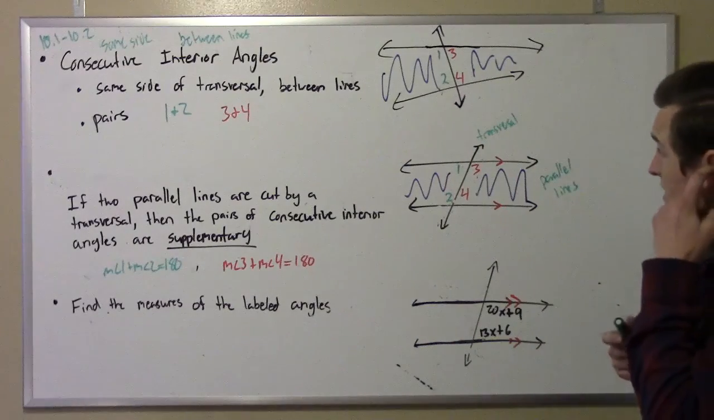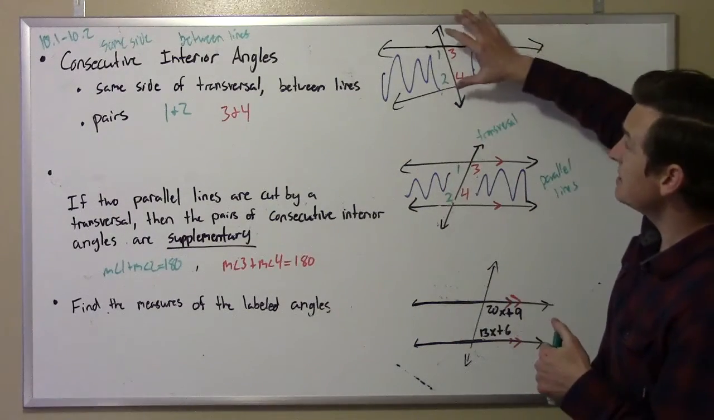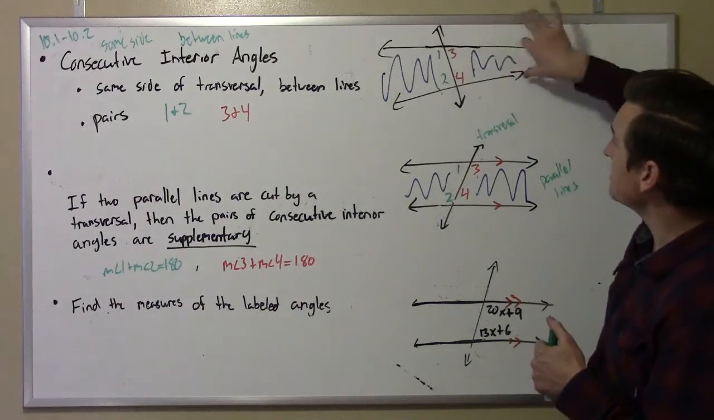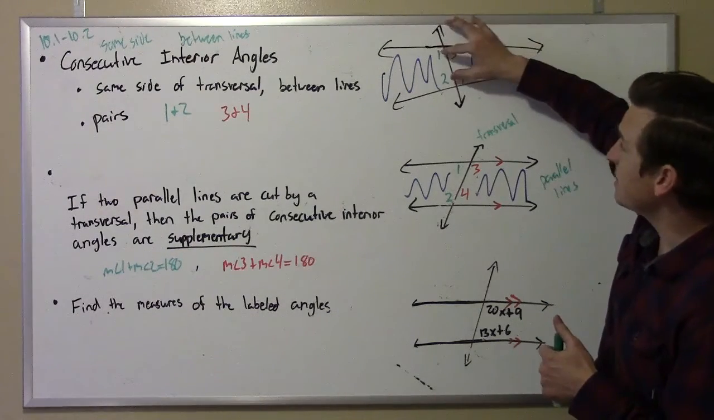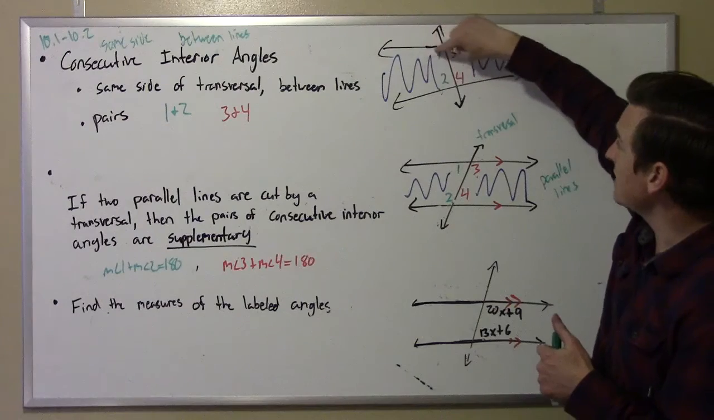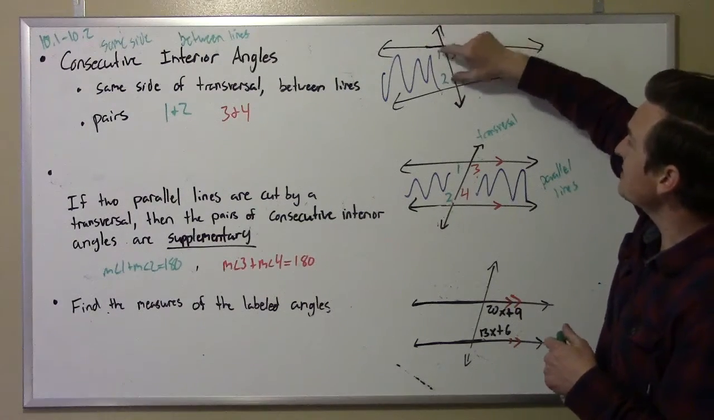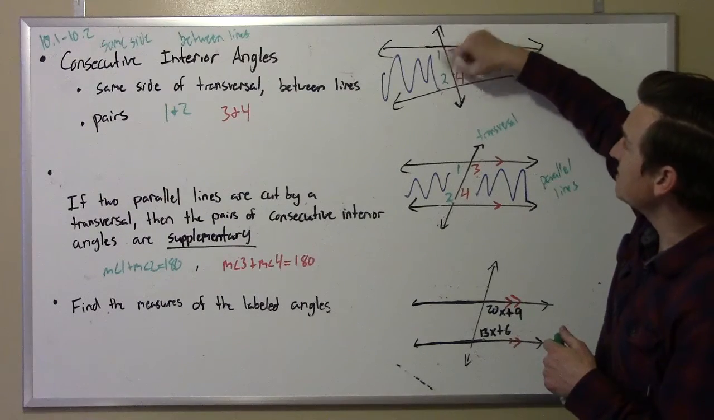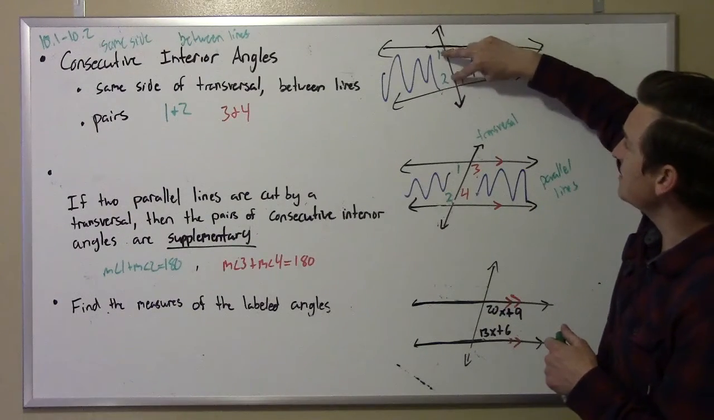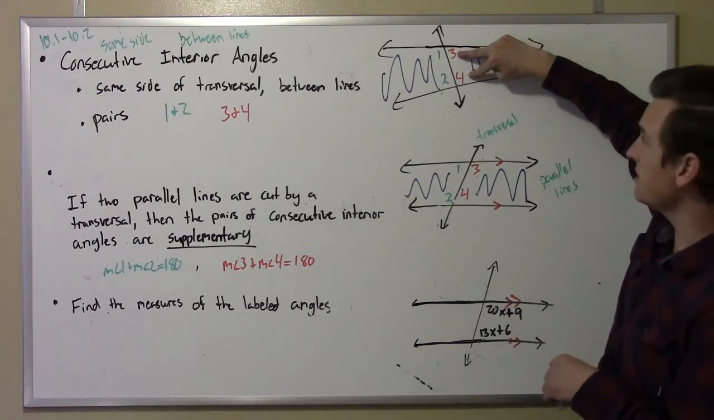So consecutive interior means they're in between the two lines because they're interior, in the blue area, but they're on the same side. If you were counting angles, you'd go that one, and then that one's next as you come around. So they're on the same side of the transversal, but inside the two lines. Those are consecutive interior, and those are consecutive interior.